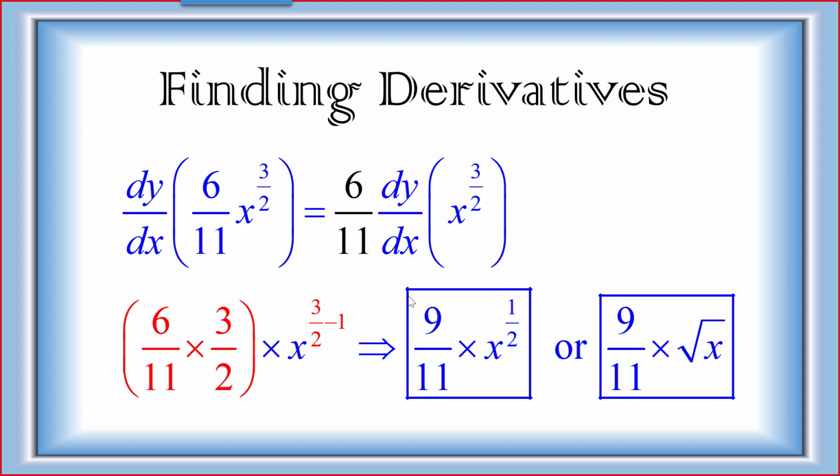Now x to the power of half can be written under the root sign, and then 6 times 3 is 18, divided by 2 is 9, and then 11, so 9 over 11. So that's just the simplification part. So it's always advisable to write the derivative in the root notation if you can, or using the surd form, but it is not expected that you should do that.